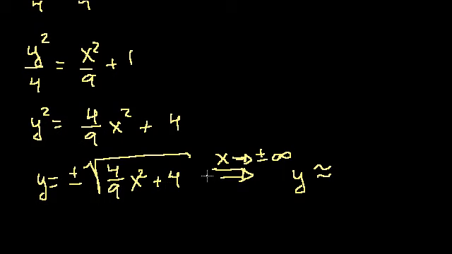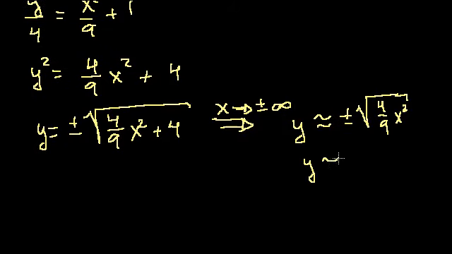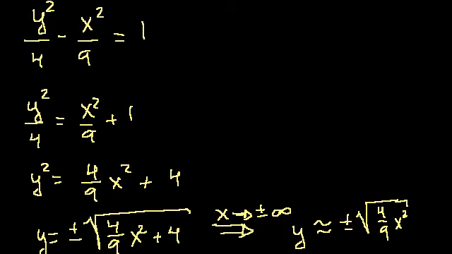So as you approach positive or negative infinity, this equation is approximately equal to plus or minus the square root of 4 over 9 x squared. And so y would be approximately equal to plus or minus, we can take the square root of this, the square root of 4/9, which is 2 over 3, right? Square root of 4 over square root of 9, times x. So these are the asymptotes. There are two lines here: y is equal to 2/3 x, and y is equal to minus 2/3 x. So let's draw those two lines.